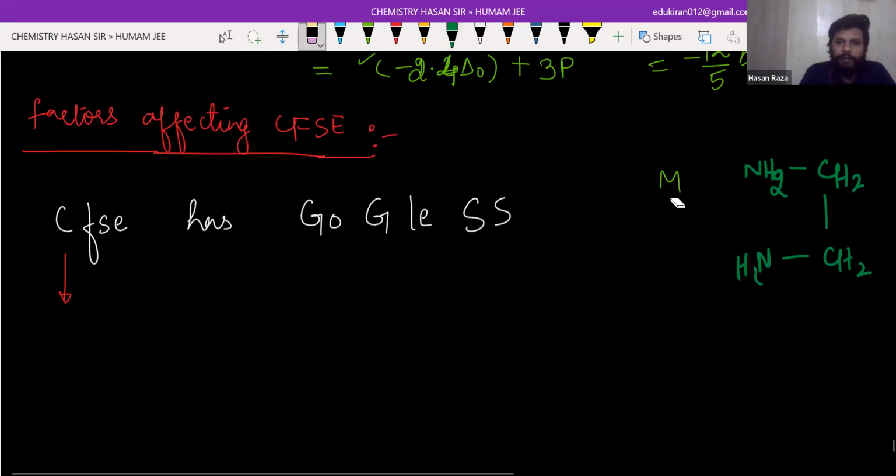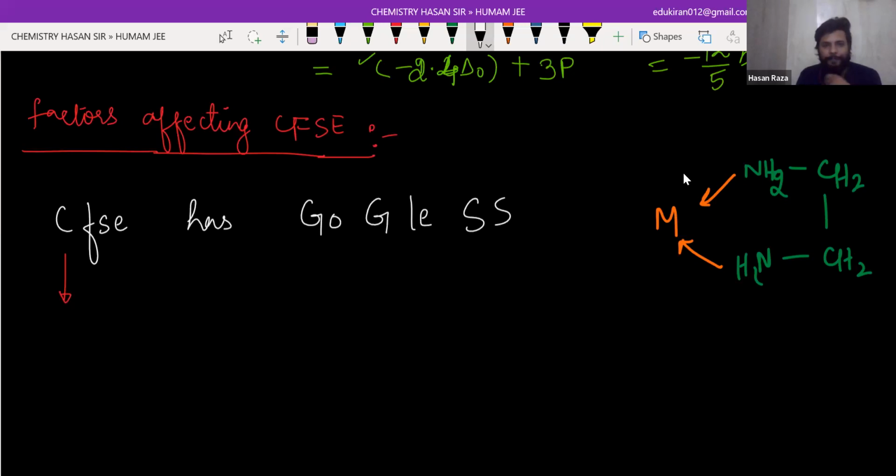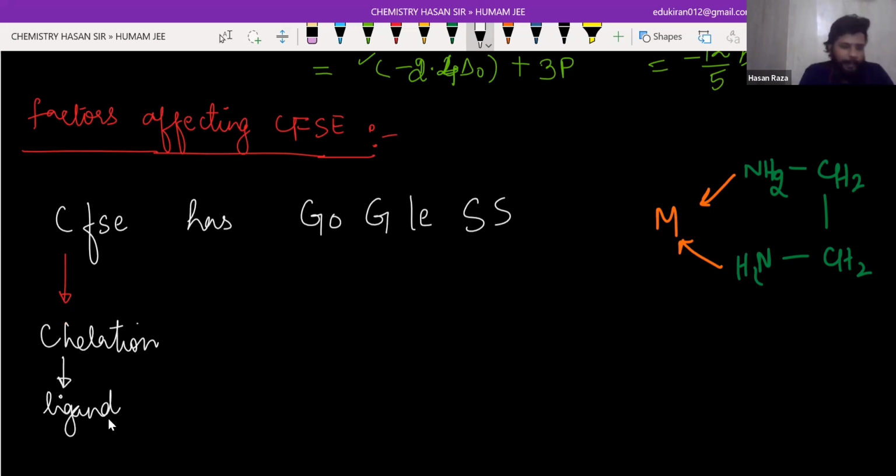So what will happen here? Let's take M. So this is your chelation. If there is a ligand that is not forming any ring, that is not a chelating ligand, and a complex compound which is forming a chelating ligand, then if there is chelation, it will have more CFSE. So C stands for chelation. If there is a ligand forming a chelating ligand, then CFSE increases. There will be some question where they ask which one of the following has high or maximum CFSE. So this is the factor which will come into play.